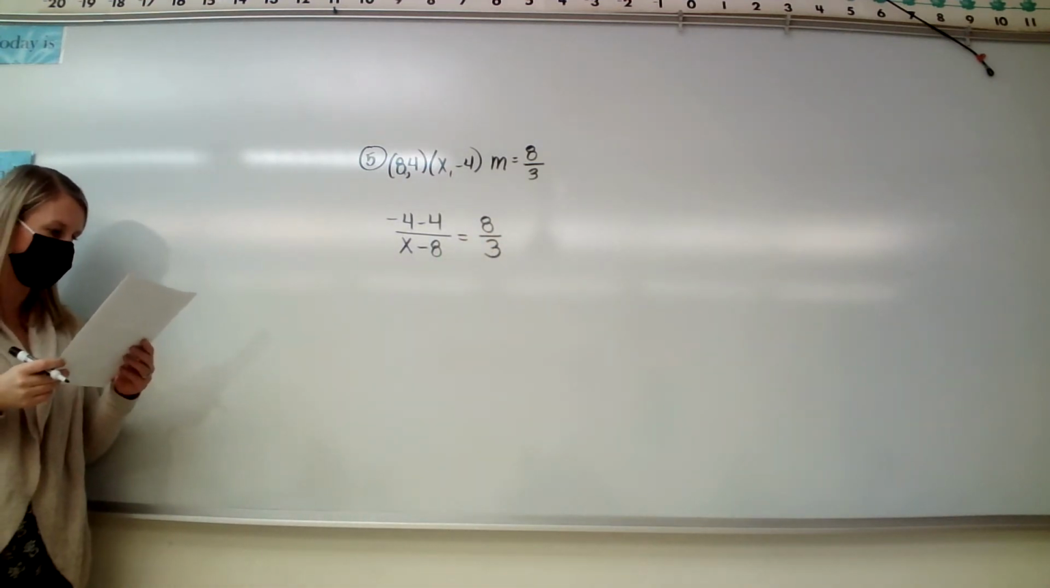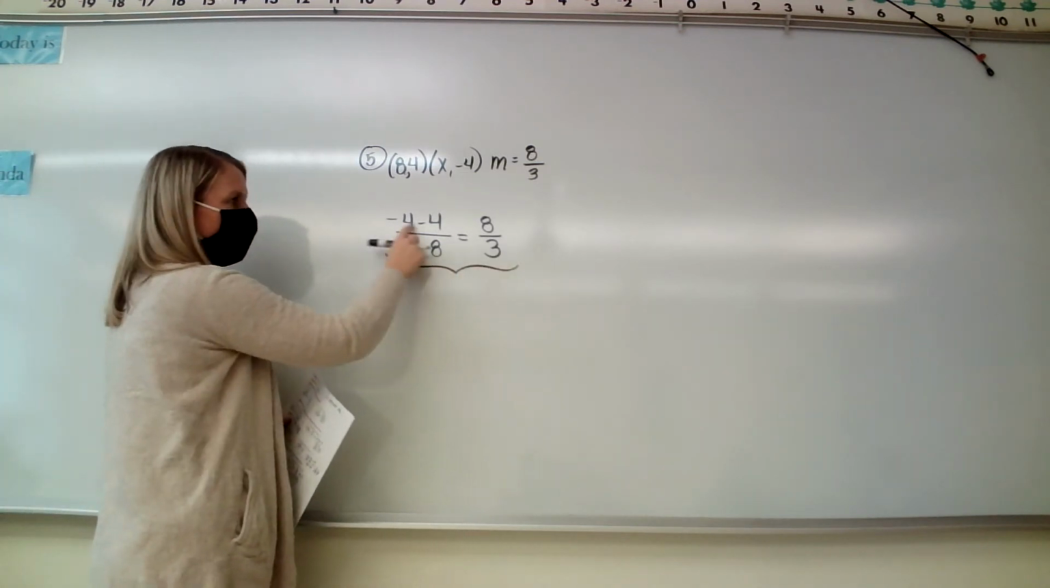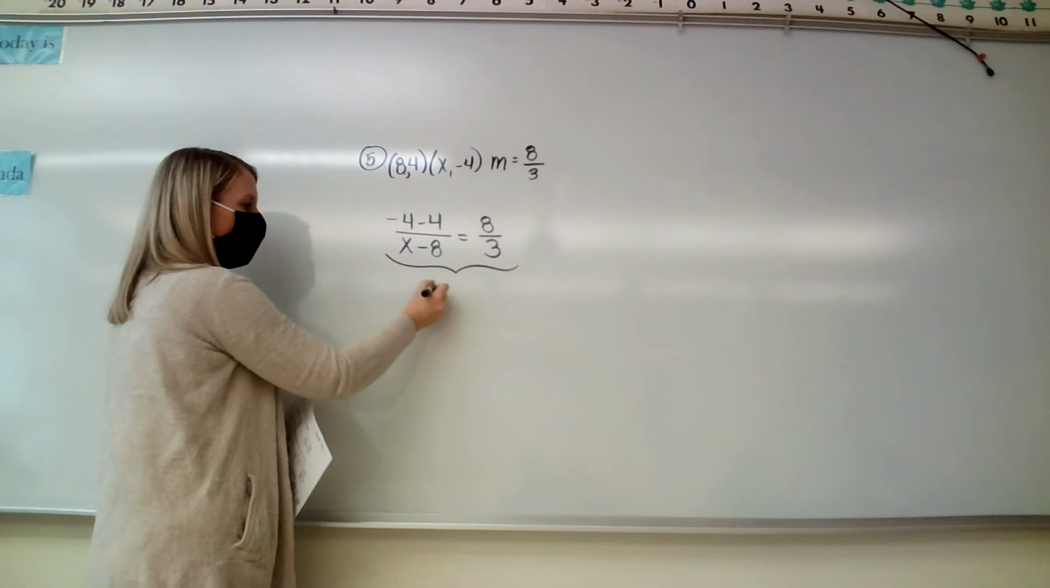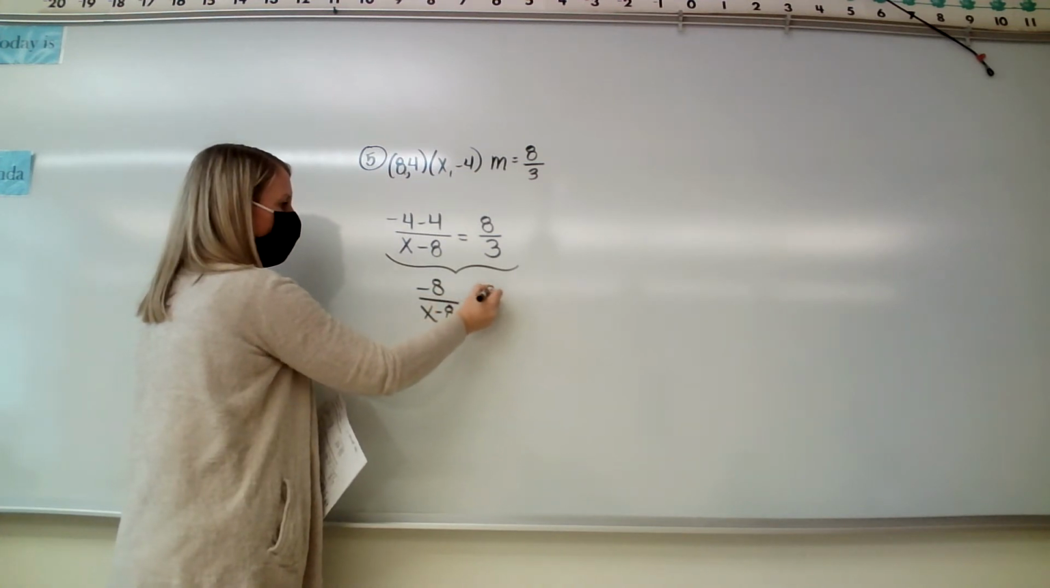Super excited. At this point, I always like to rewrite it and combine these two terms. So I'm going to rewrite it as negative 8 over x minus 8 equals 8 over 3.